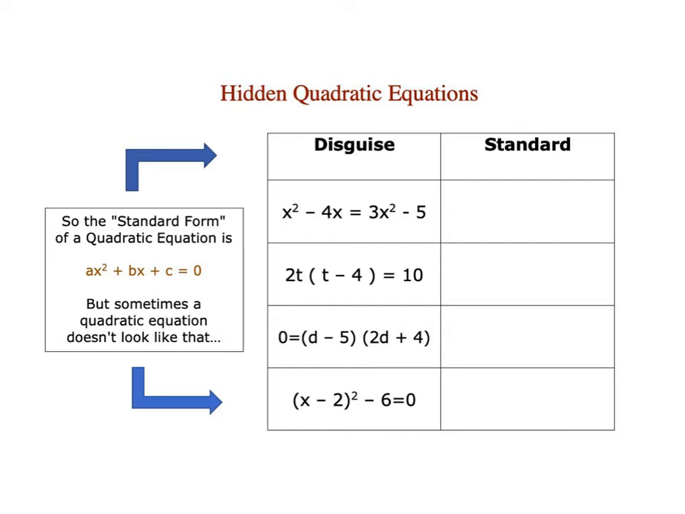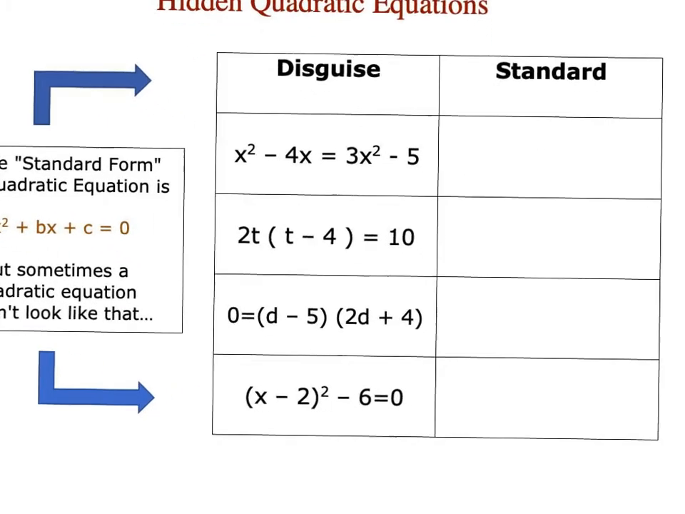So on the screen, there are several quadratic functions that don't readily look like quadratic functions. So we're going to change each of these to standard form. Here's a reminder of what standard form looks like. It goes quadratic term, linear term because it's to the first power, and we call this one the constant term.